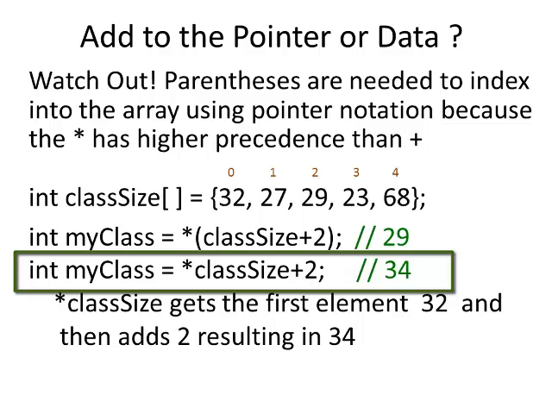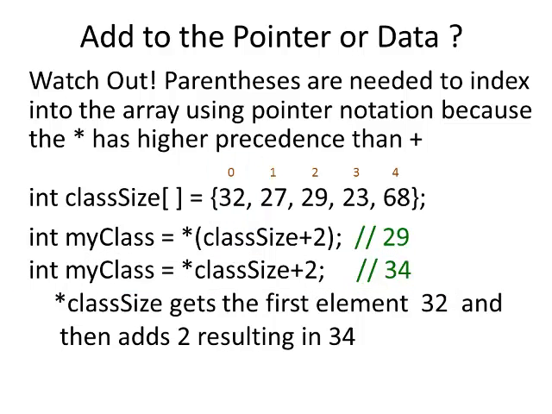Well, the parentheses are needed because the asterisk has higher priority than the plus. So right there, what's going to happen, it says star class size is going to go and pick up the 32, which is first element, element 0, and then add 2. So I get 32 plus 2, which is 34. Well, what happens is I either pick up index 2, which is the 29, or I pick up the first element in the array, index 0, and add 2 to the 32, end up with the 34.